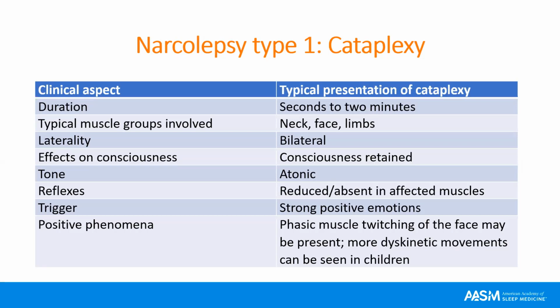In kids, cataplexy can manifest very differently than it does in adults, and that may be one of the reasons why this diagnosis is particularly challenging in kids. They can actually manifest almost dyskinetic movements during their cataplexy.